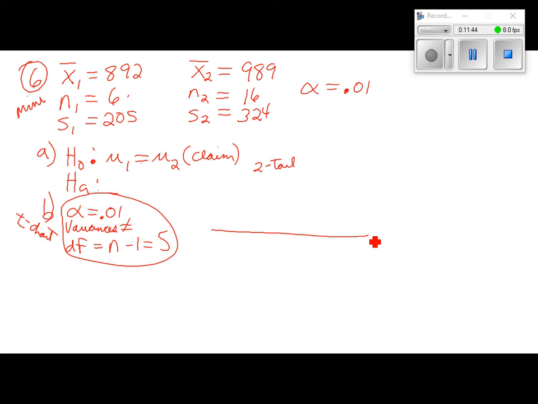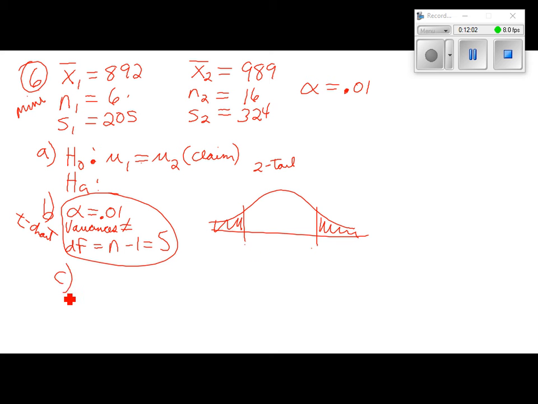We're going to draw a little chart here to find our T0. It's two-tailed, so it's going to look like this. Use your T-chart. Remember, you're going to find the positive answer on the T-chart. Well, then you just make the other one the negative answer and put it there.